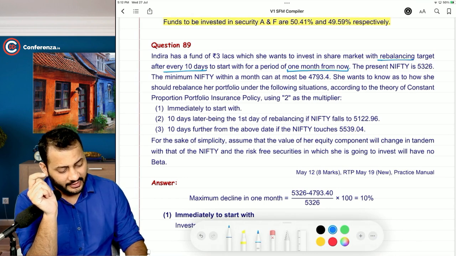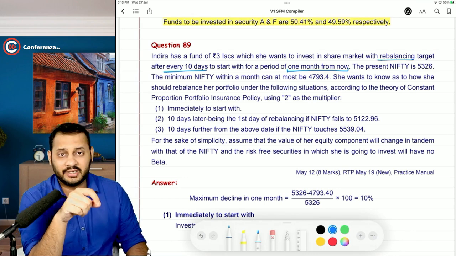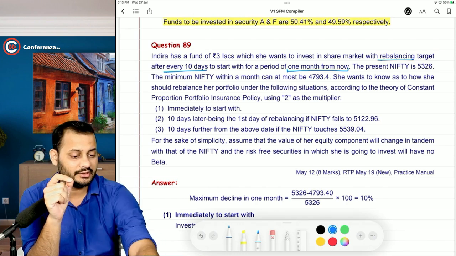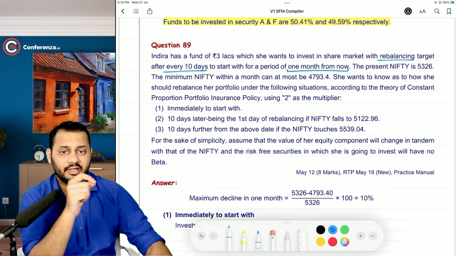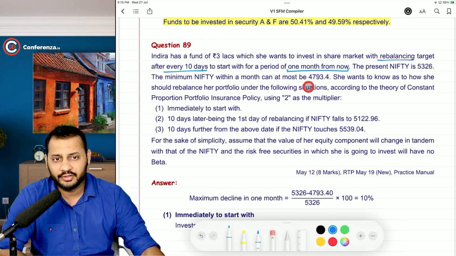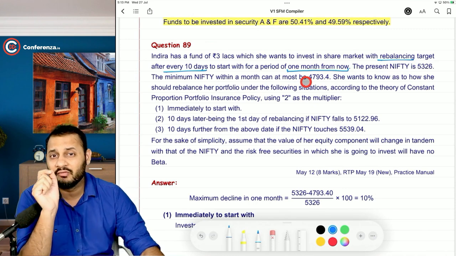The present Nifty is 5326. This is the market, 5326. The minimum Nifty, understand the logic, the minimum Nifty within a month can at most be 4793.4. So right now it is 5326. It can go down to 4793.4. This is going to give you the floor value.